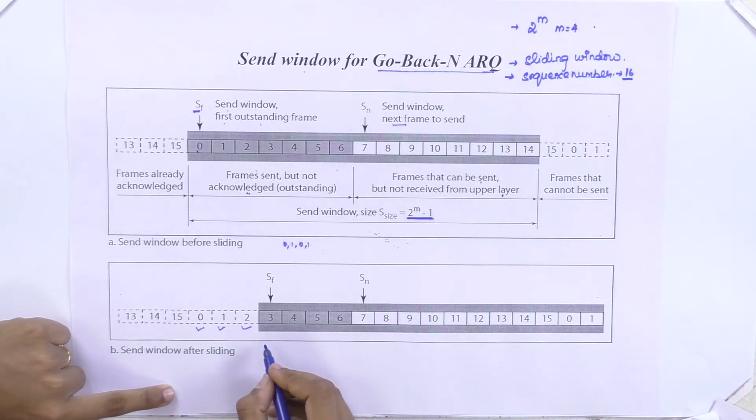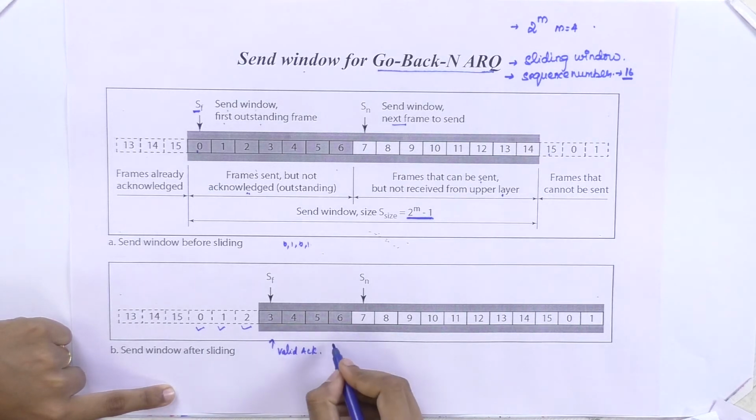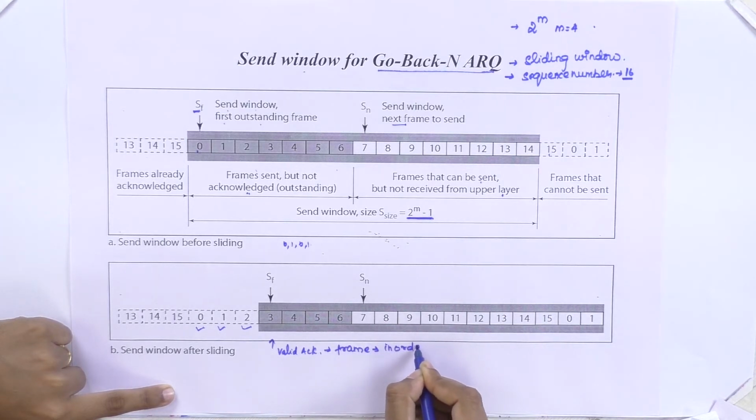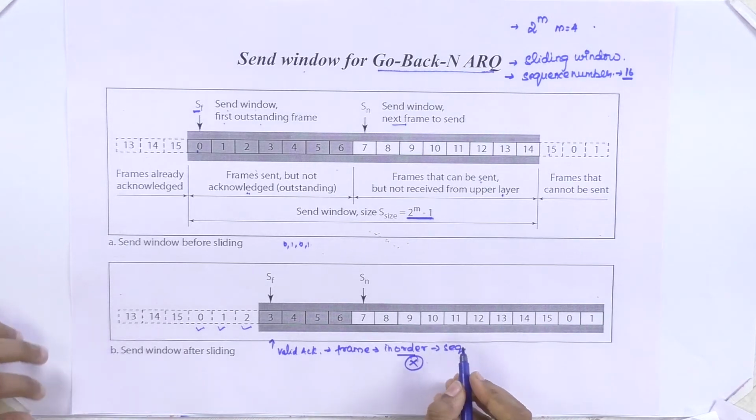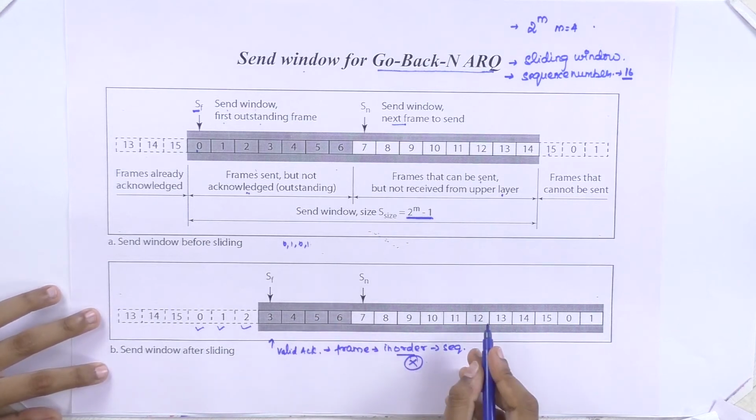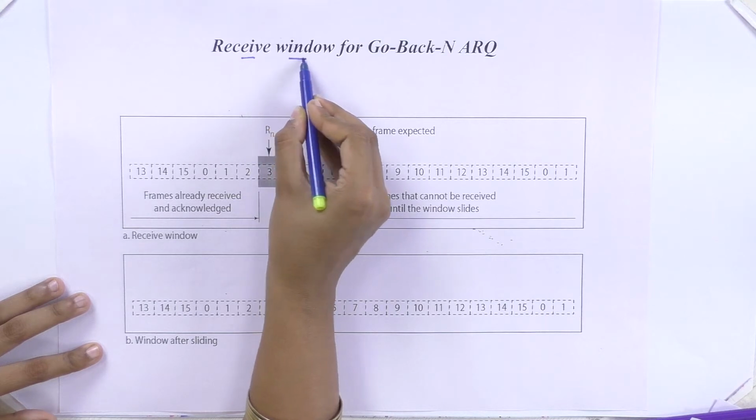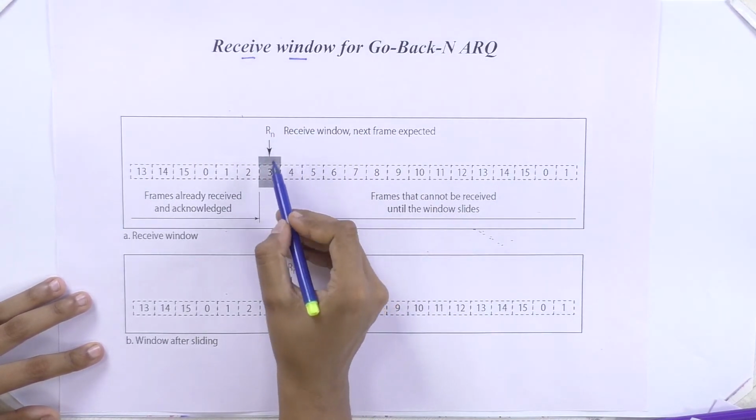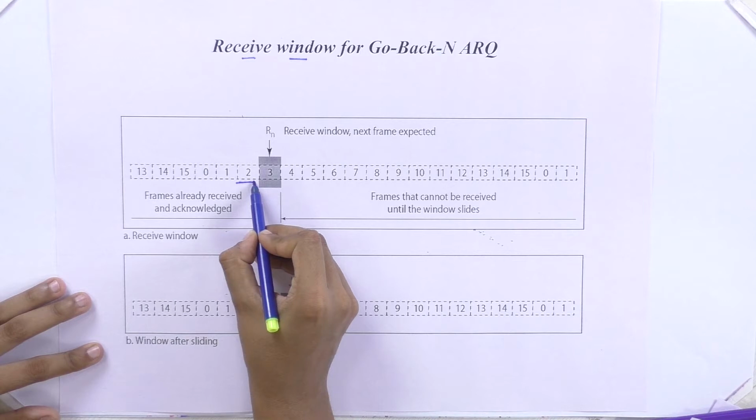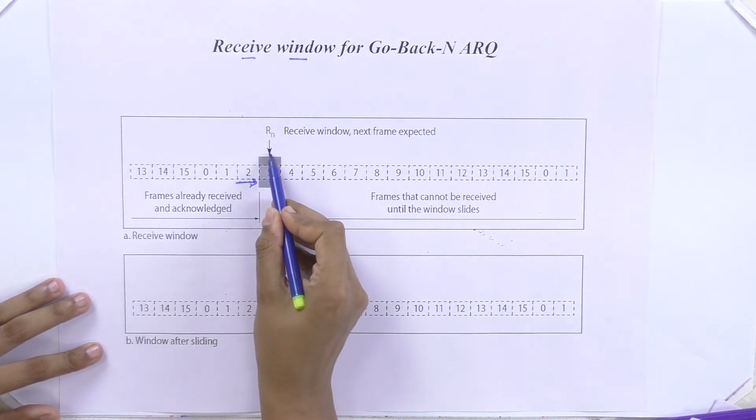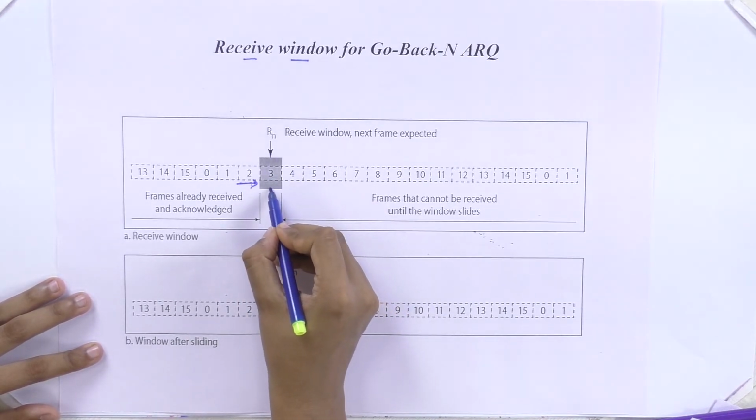So on the receiver side, it gives a valid acknowledgement for whatever frames it has received. That is, the frames should be in order of your sequence number. If at all they are not in order, the receiver will simply discard the frames. Now you could see the receiver window: until here the receiver has acknowledged and next it is expecting frame 3.